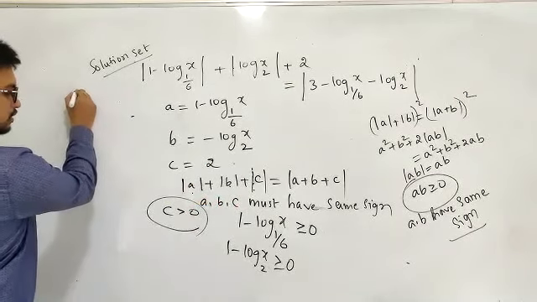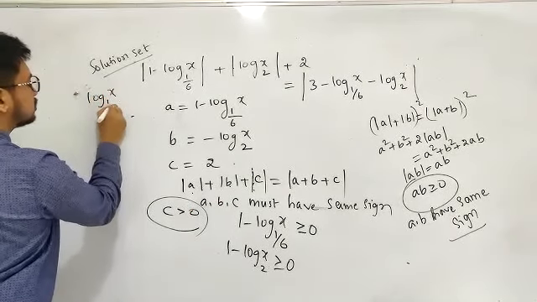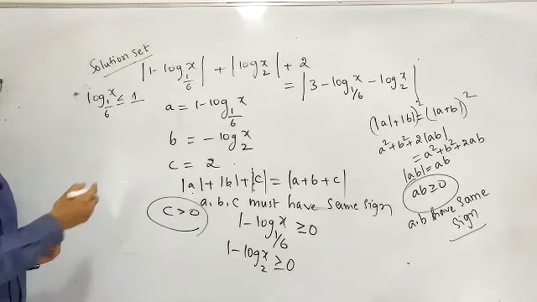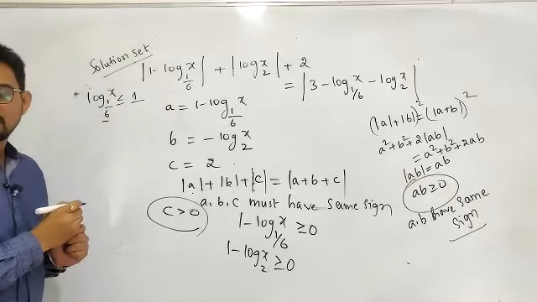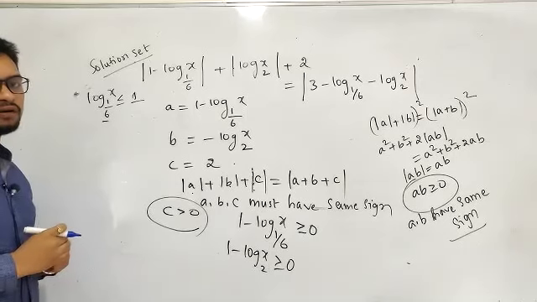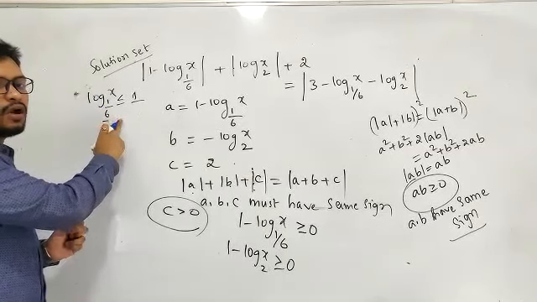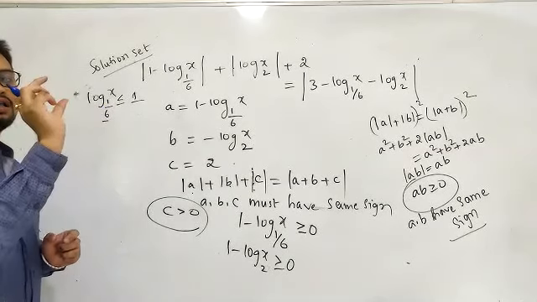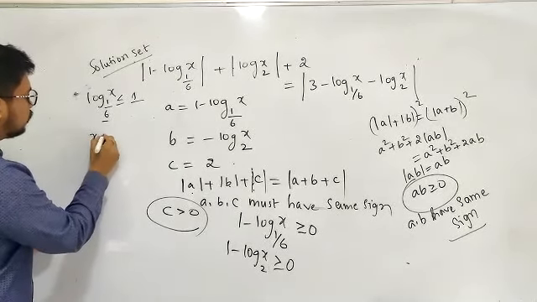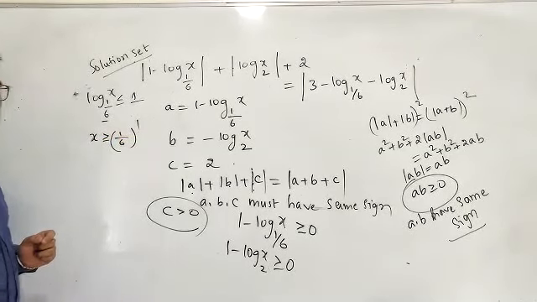So we'll be getting something like this: log x to the base of 1 by 6 is less than or equal to 1. You observe that this base is lying between 0 and 1. In inequalities there is an important point, that this base is lying between 0 and 1. Whenever the base is lying between 0 and 1, and if I'm converting this logarithmic form to the exponential form, the inequality will be reversed. So you will be getting x is greater than or equal to 1 by 6 power 1. So this is one condition.